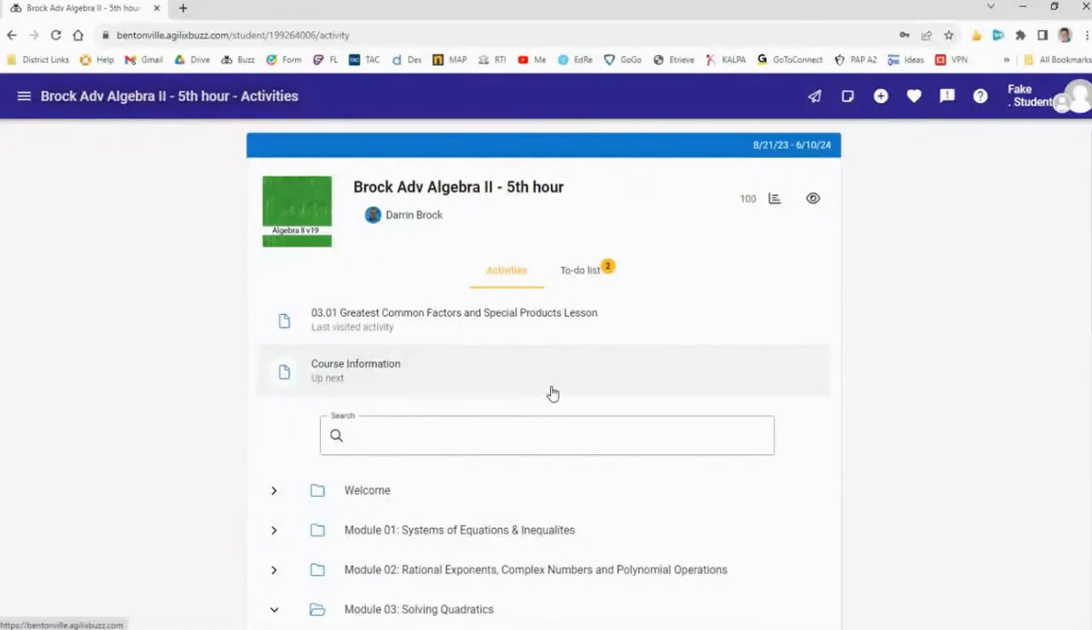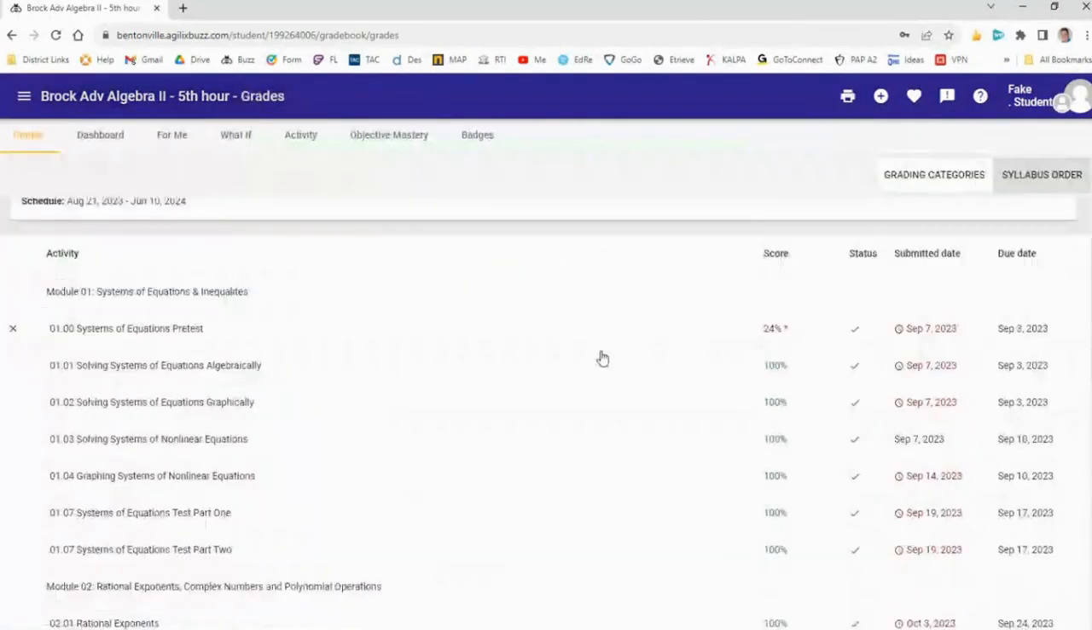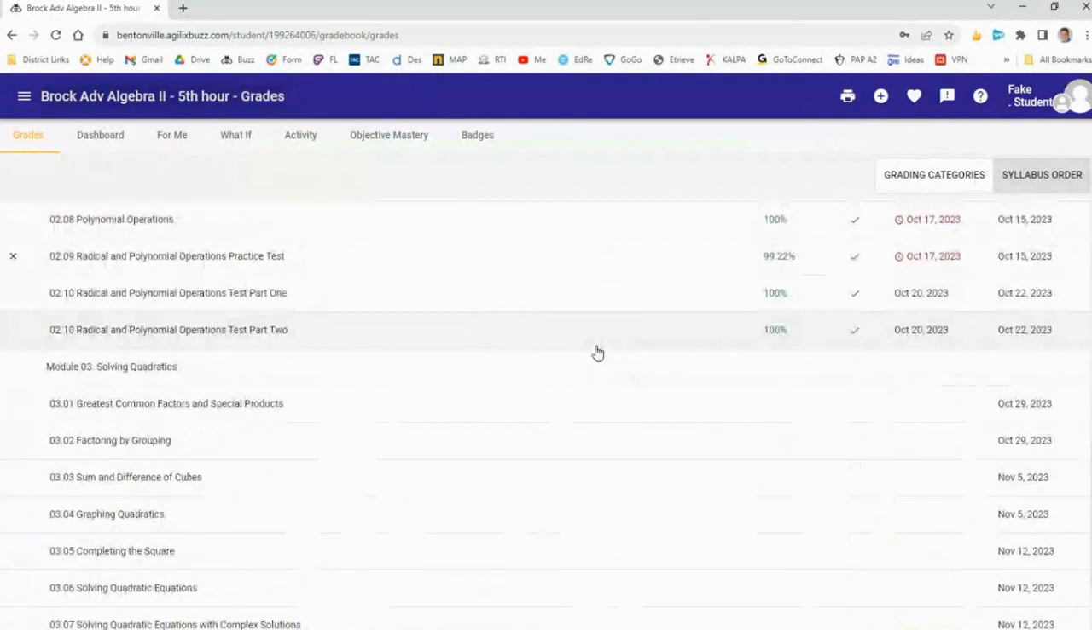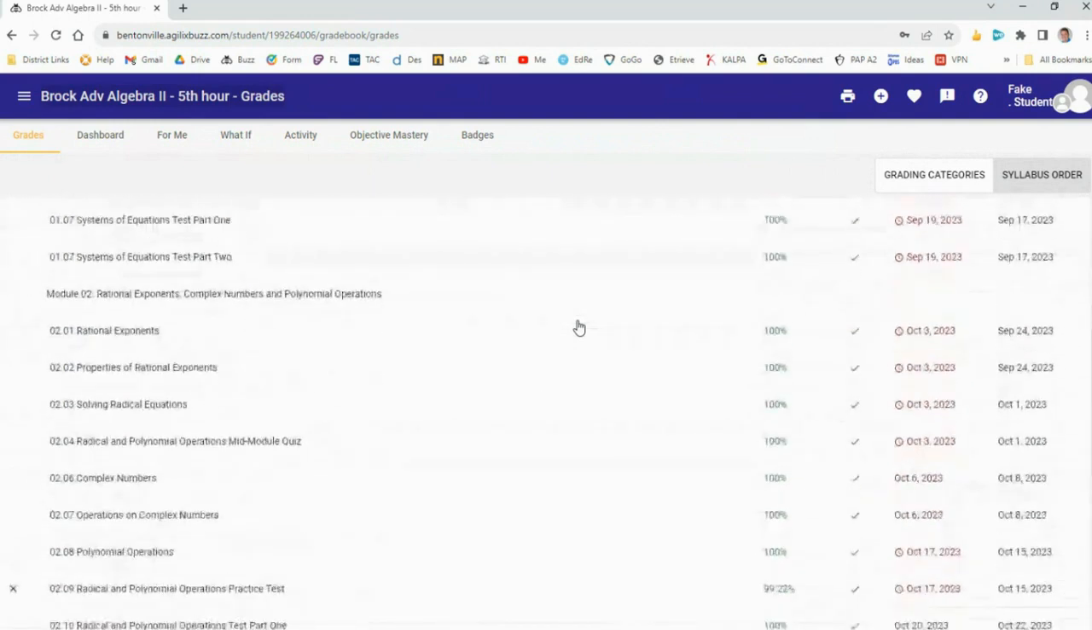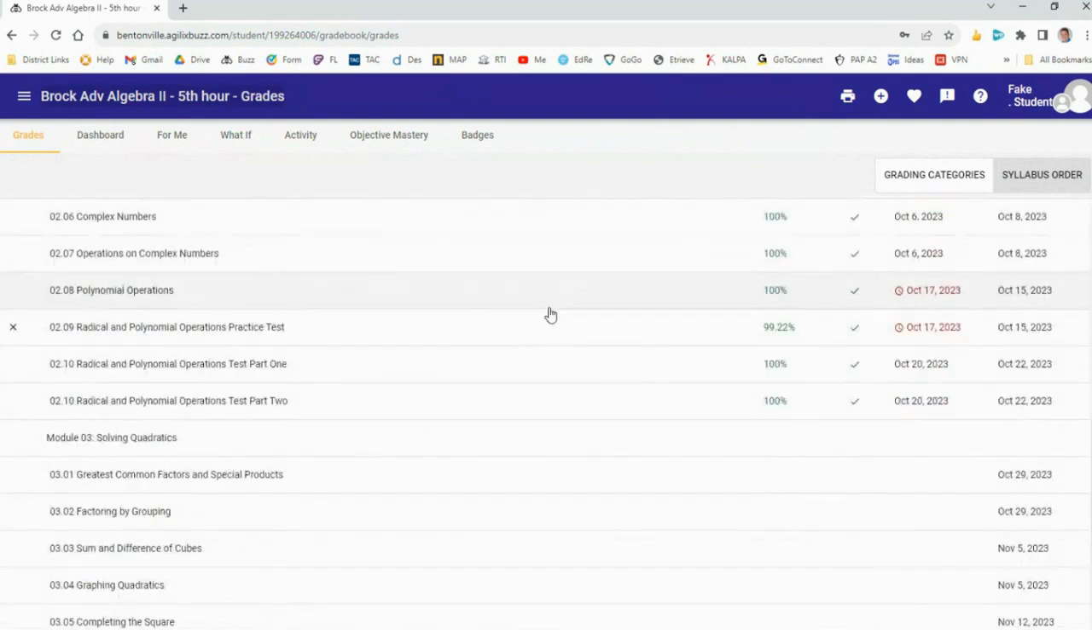Let's look at our grade screen just to keep up where we're at. Sunday, you should have turned in the test. You should be done with module 2. So if you have anything missing from the first 2 modules, now's the time to get it turned in, because we're now starting module 3.